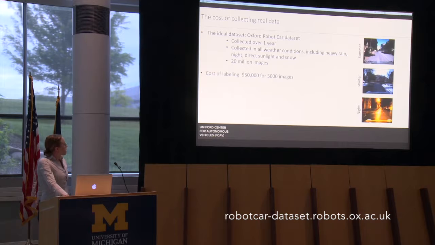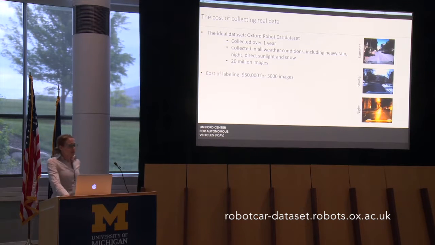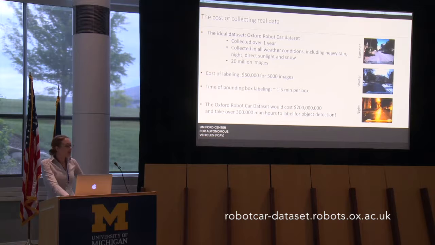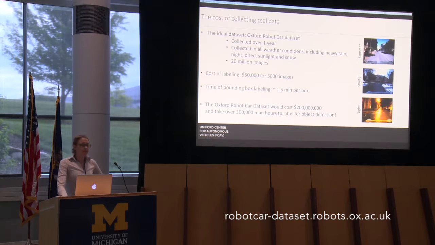However, to label each one of these images so we know where the cars are would cost about, let's say, $50,000 for 5,000 images. The time for a human to pick out each car is about 1.5 minutes. And so to label this data set, it would cost over $200 million and take over 300,000 man-hours. This is the huge cost associated with labeling real-world data, which means that collecting large data sets isn't really an option for us.